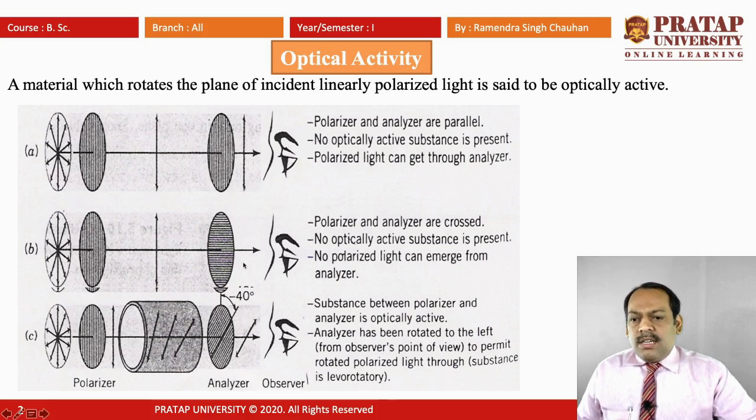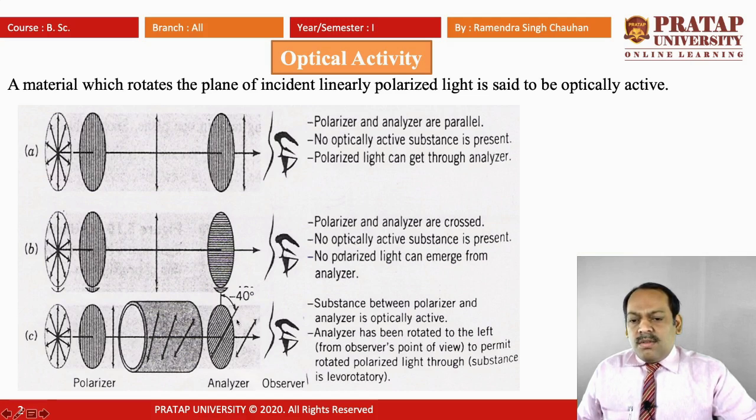Now, in the second case, we rotated the analyzer to a cross position. That is, cross position means the polarizer and analyzer are at 90°. It means the light which was transmitted in the previous case A is not transmitting, it is blocked by the analyzer because the polarizer and analyzer are at cross position. So now we cannot see any light transmitting to the eyes.